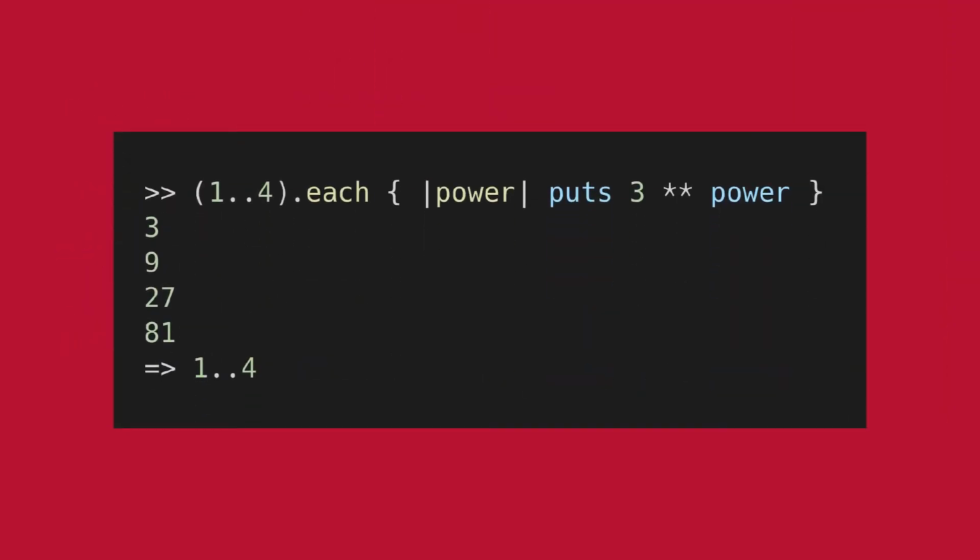Here's a simple block that prints out the first 4 powers of 3. You can see we're using a range, and then we're looping through that range. So 1, 2, 3, 4, where each of those items is passed in as power, and then we're printing 3 to that power by using our exponentiation syntax again. And you can see those values printed out. 3 to the power of 1 is 3, 3 to the power of 2 is 9, 3 to the power of 3 is 27, and so on to 81.